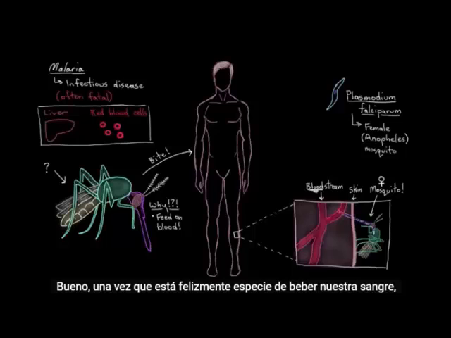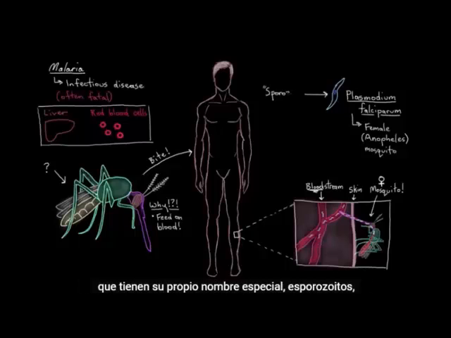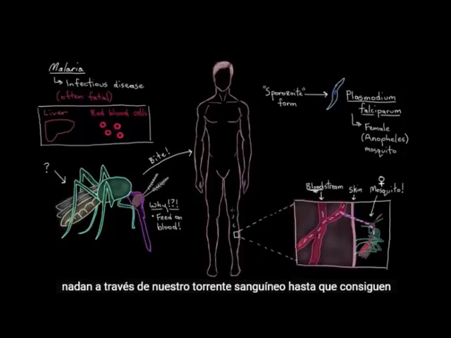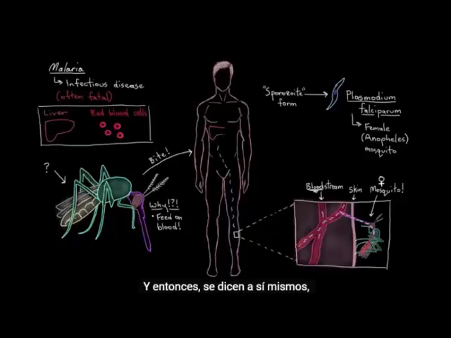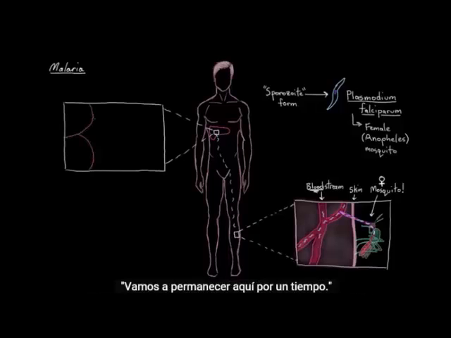So how does she do it? Well, once she's happily drinking our blood, some of the parasites from within her saliva swim over from inside her mouth to our bloodstream. So that's kind of step one of the infection. And what happens after that is that the parasites, which are actually called sporozoites at this stage, they have their own special name, sporozoites, and there's usually a whole bunch of them. They swim through our bloodstream until they get to our liver. And then they say to themselves, hey, this looks like a really fun place to hang out. Let's stay here for a while.